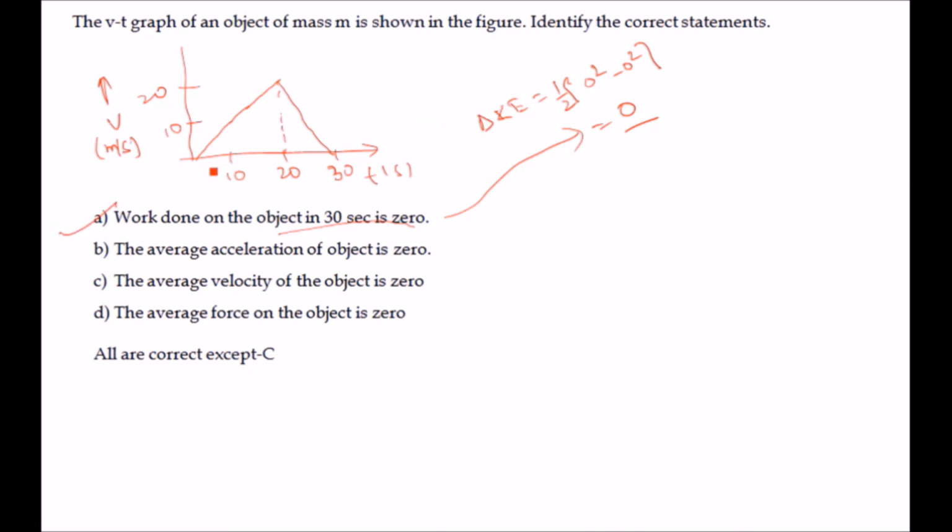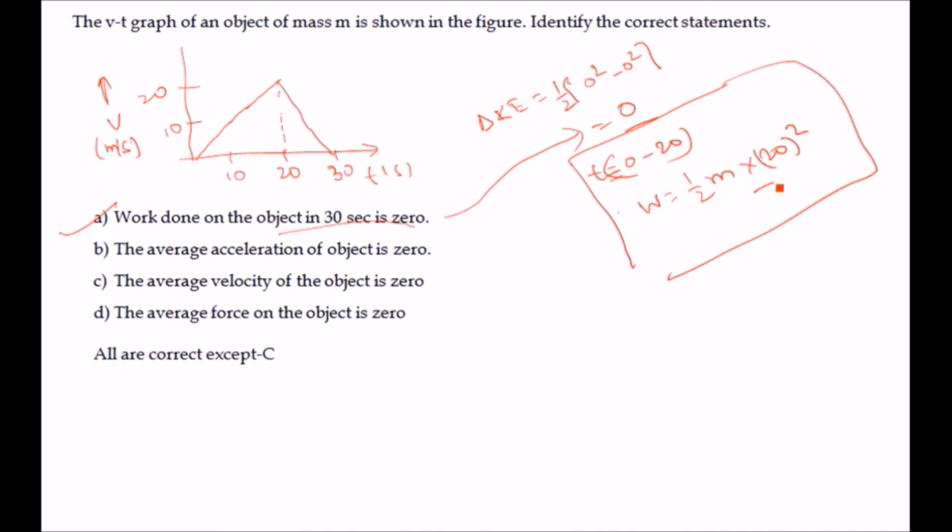If I consider the time period t is equal to 0 to 20 seconds, then the work done will not be equal to 0. Let me make a note here that for time t equal to 0 to 20 seconds, work done is equal to half into m into v square, where v square is 20 square. This will be the work done, and it is not equal to 0. But for 0 to 30 seconds, the work done will be 0, as the total change in kinetic energy will be equal to 0.